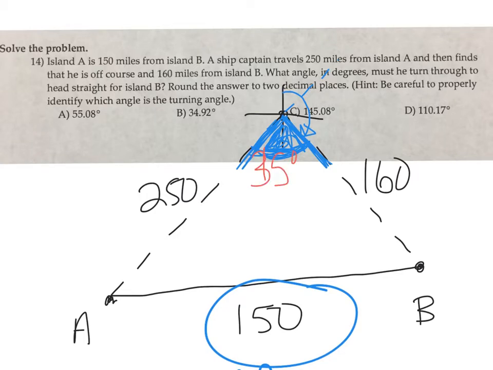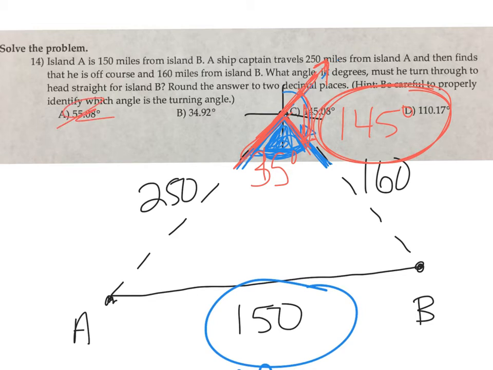Wait, it says the answer C, but I got it. So if I'm going straight here, and this much is 35, 180, my straight line, minus 35 means I have to turn 180 minus 35. 145 degrees would be how much I have to turn in order to now be on a 35-degree angle heading back. So let's see, not A. Oh, B was tricky. That was the answer that I got, but that's not the answer for the question, not 110. Looks like C was the right answer, 145 degrees.